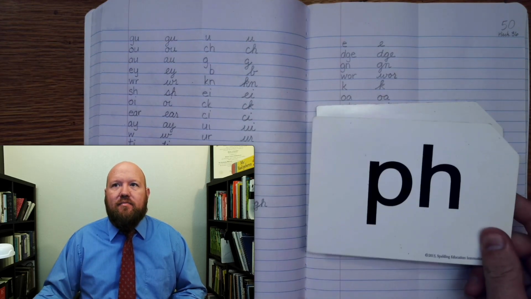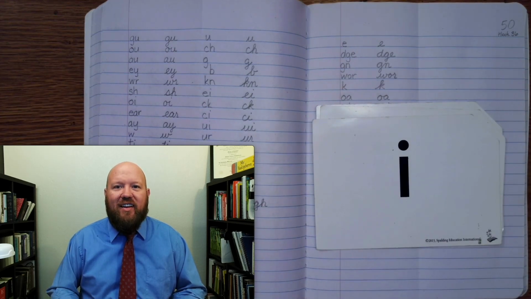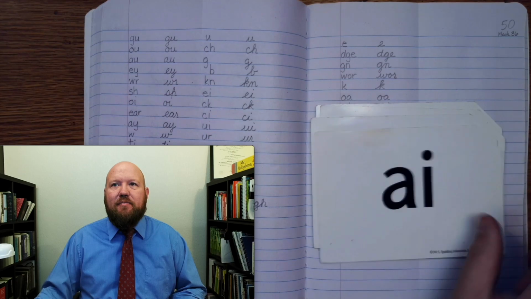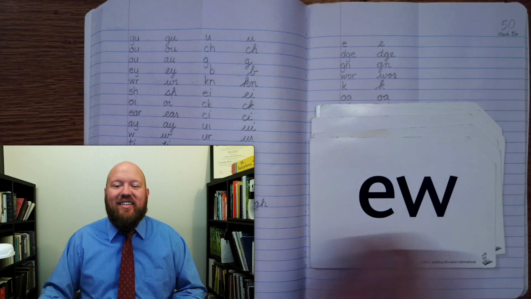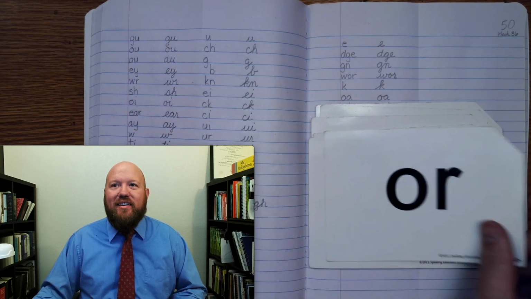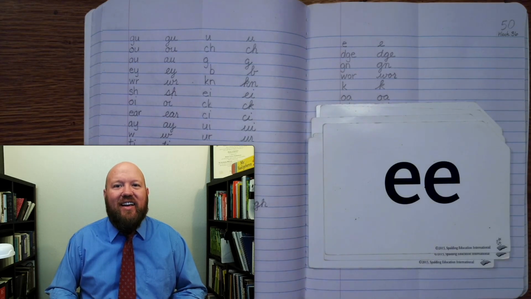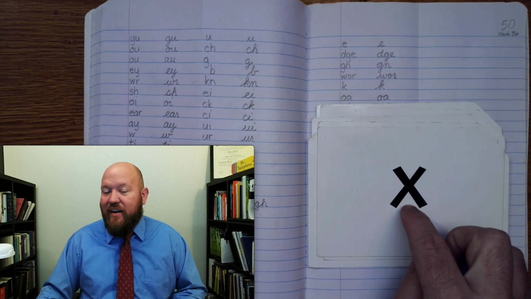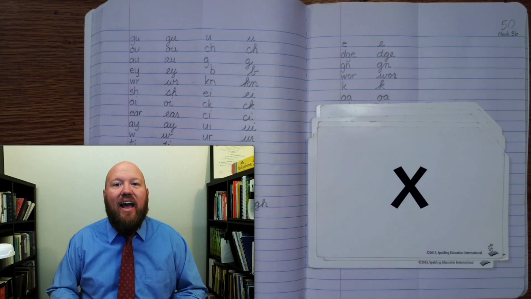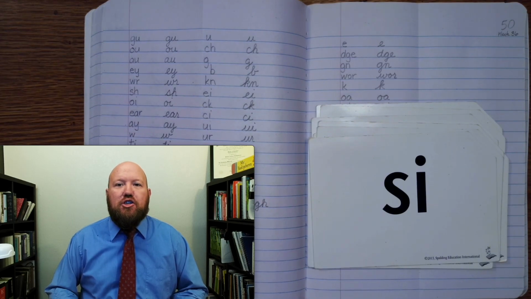T. Two letters. I, I. A, not used. O, U. Or. E. X. What never comes after an X? S or Z. Sh, Zh.